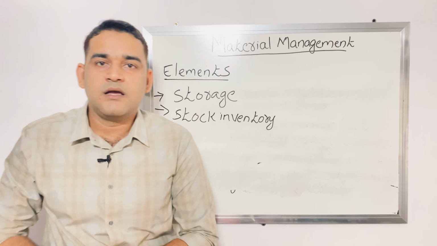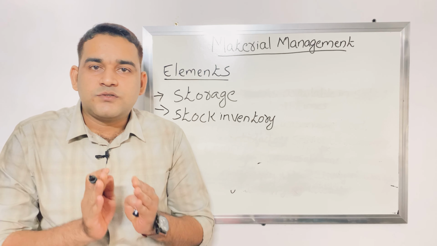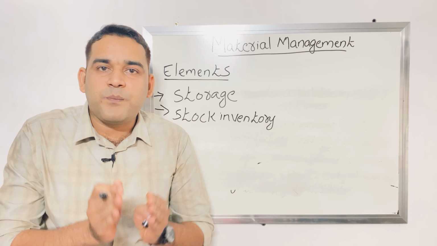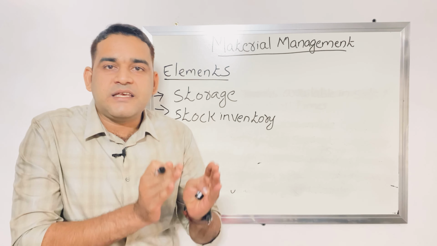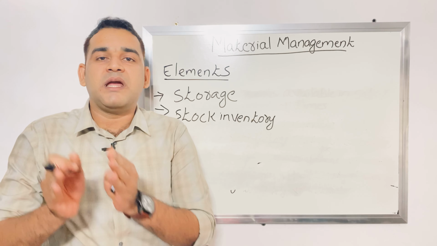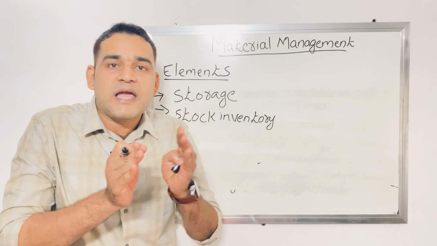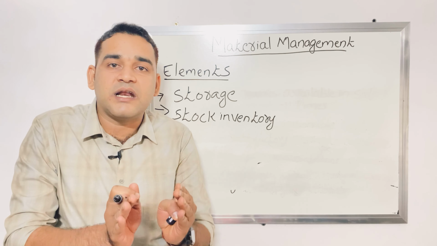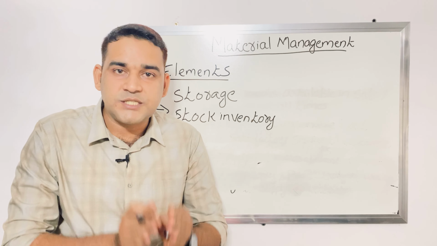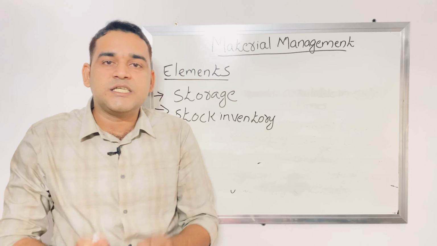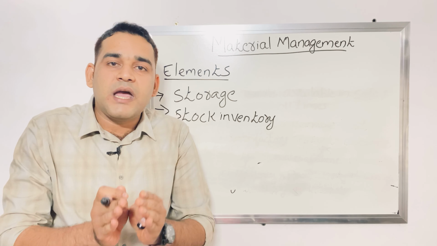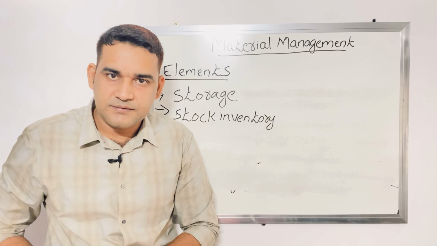Next one is stock inventory. Next element is stock inventory. According to this element, you should have a proper number of items in hand. That means you have to maintain the register, the number of items in your hand and the number of items you have used. This much drug we have used and this much drug is there in our hand. So you have to keep a stock inventory.